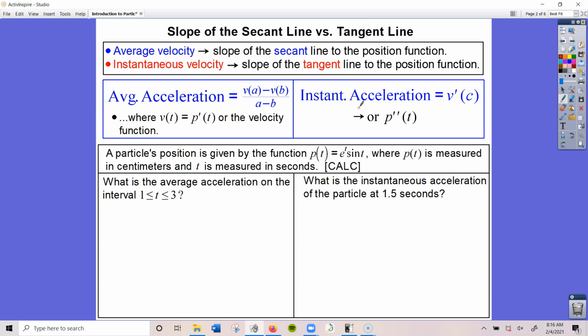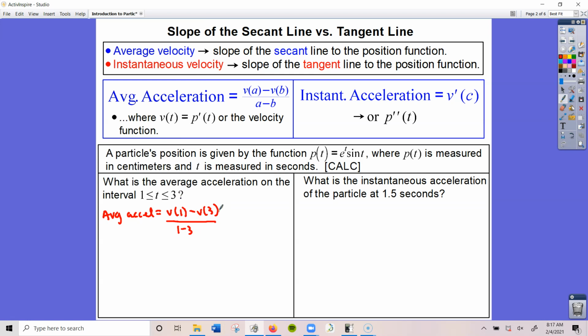So let's say that we're working with the exact same function here, the same problem. If I want to know the average acceleration on the interval 1 to 3, the average acceleration is going to equal, let me write this out, v of 1 minus v of 3 over 1 minus 3.